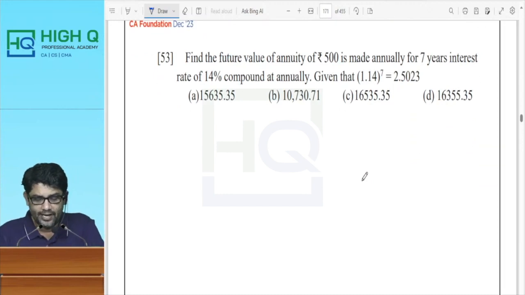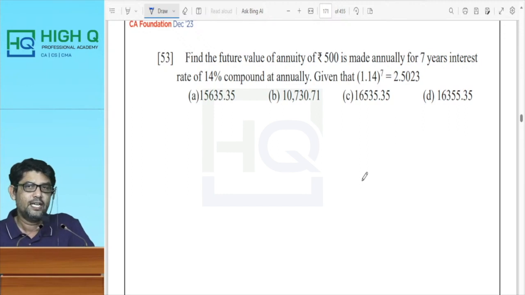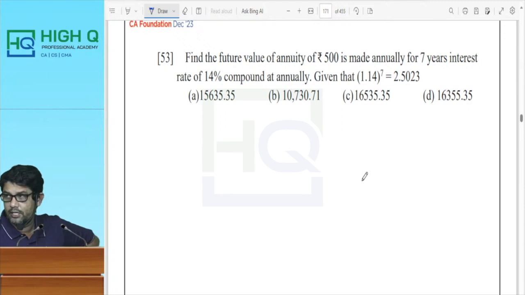Now, find the future value of annuity. 500 rupees is paid annually for 7 years at an interest rate of 14% compounded annually, given that 1.14 whole power 7 is equal to 2.5023. 10 seconds. Get the answer. For reading and understanding, you take 20 seconds. In 10 seconds, I want you to solve this question, my dear.